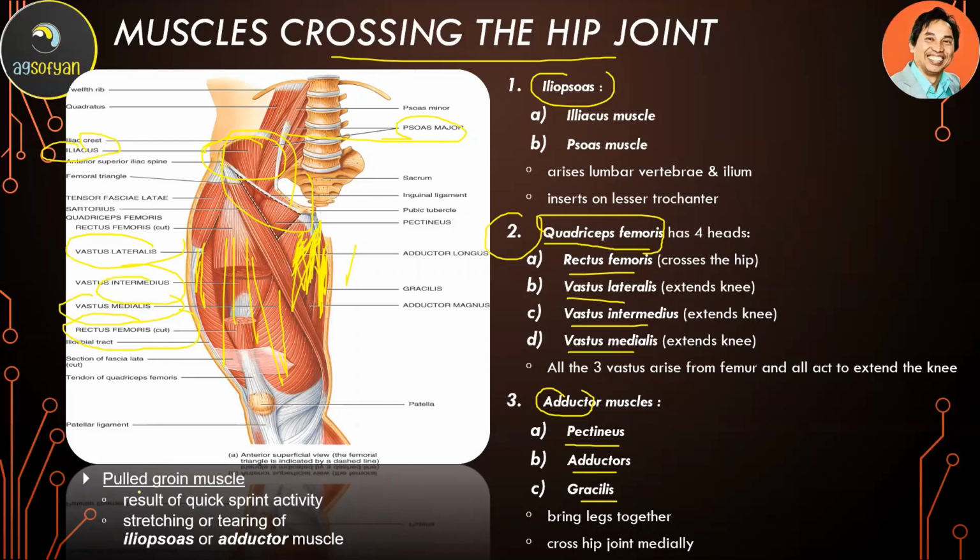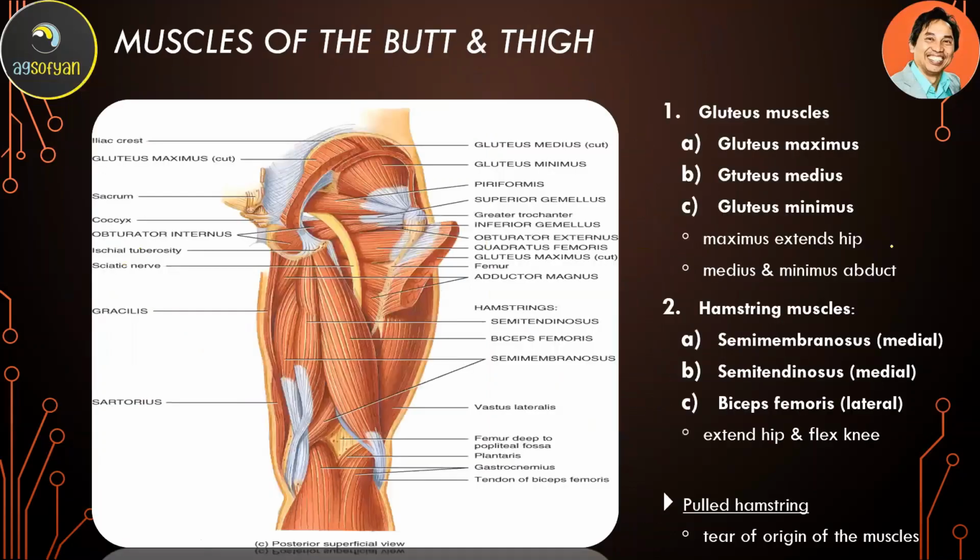Sometimes someone has a pulled groin muscle. This is usually stretching of the iliopsoas muscles and the adductor muscle. You can feel pain inside the groin area. Muscles of the buttock and the back of the thigh.